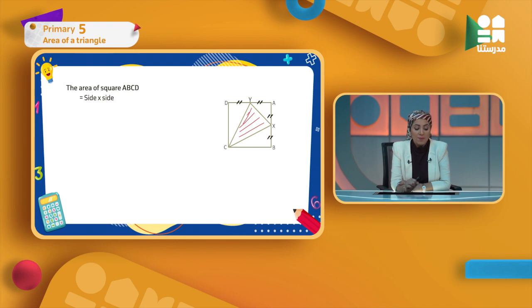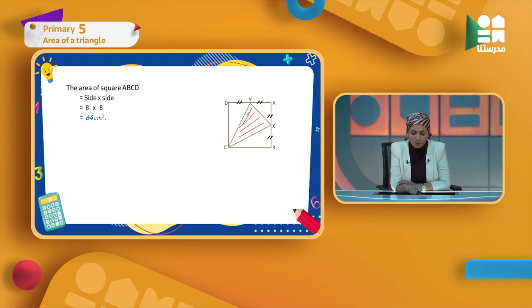So the area of the square, as we said before, is side times side, and we knew that the side length of every side in my square is 8, so it will be 8 times 8, and 8 times 8 is 64 centimeters squared.